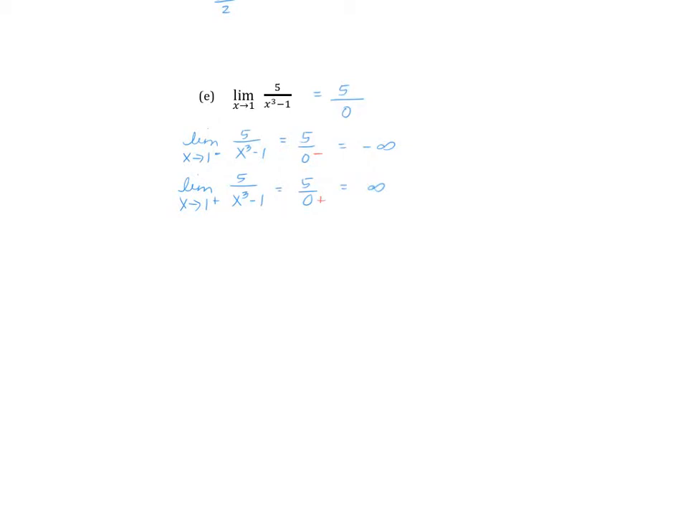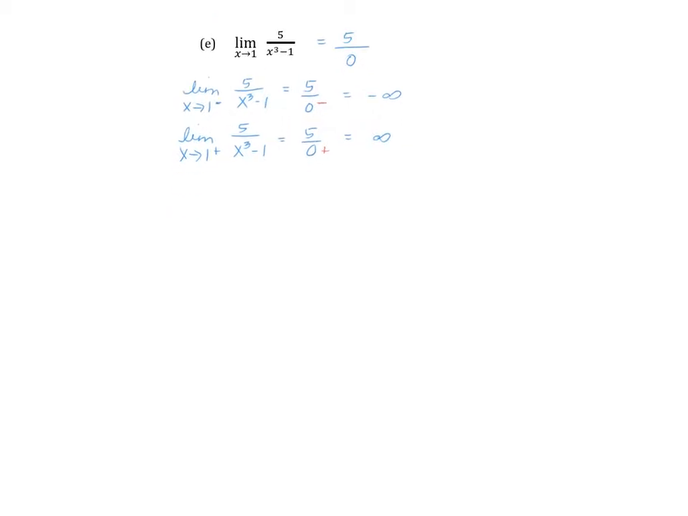Okay, so what does this mean? Well, this means that my limit as x approaches 1 from the left and the right of 5 over x to the third minus 1 does not exist, because I approached two different values, one negative infinity, one positive infinity. And that's it for this section 2.4.